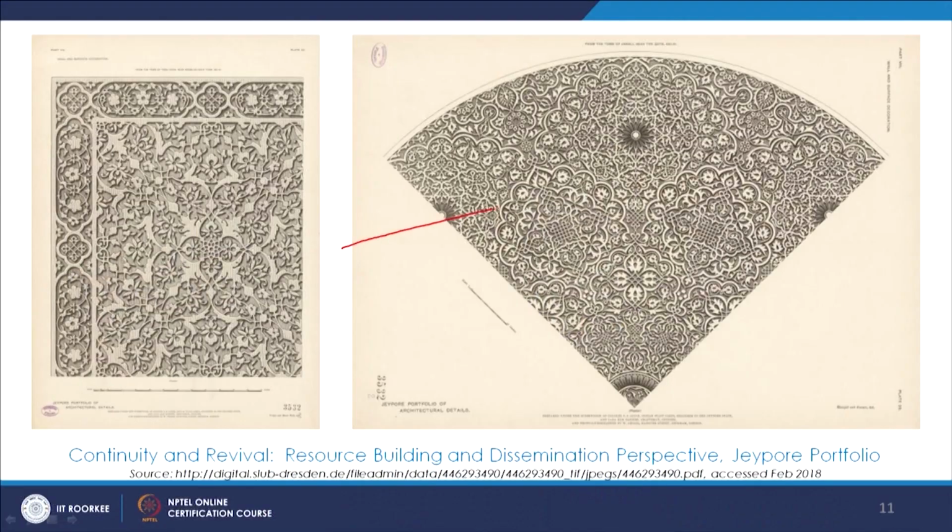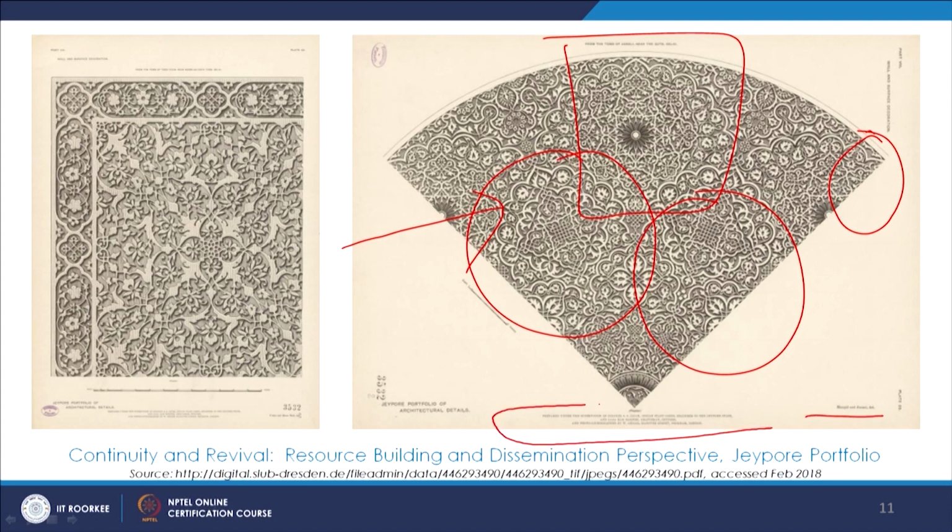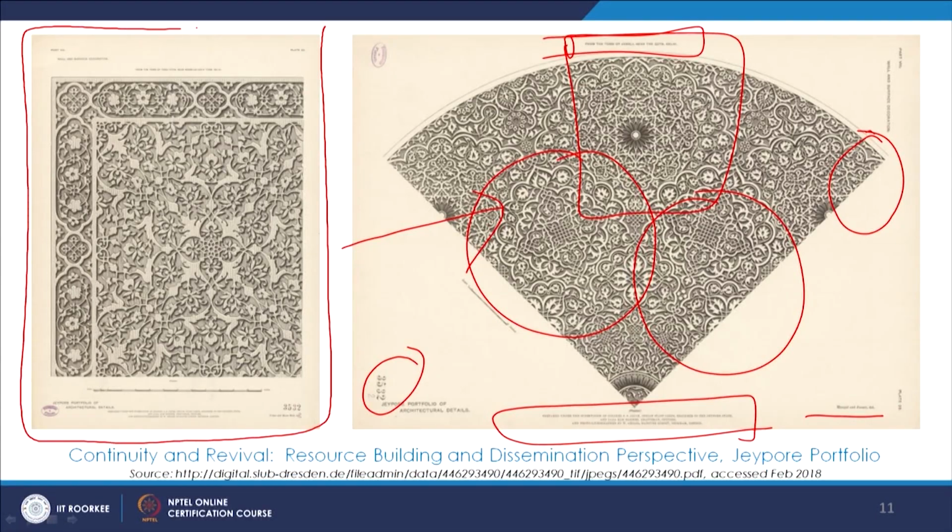Again, if we see over here, it's a very exquisite detail, very intricately carved, and all the details are here: which period it belongs to, the plate number, and everything. So all that effort is worth it, and it has been preserved. Again, we see this detail over here. This is a very important part of the resource building and dissemination perspective, especially coming from an institute like IIT Roorkee, where we focus a lot on the research part.